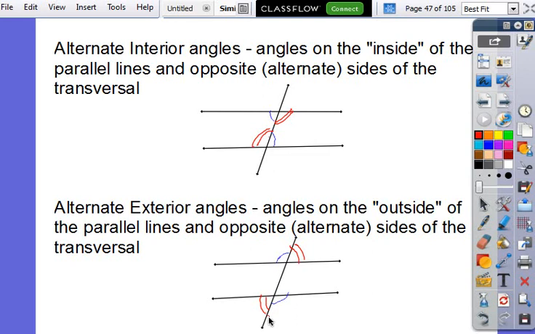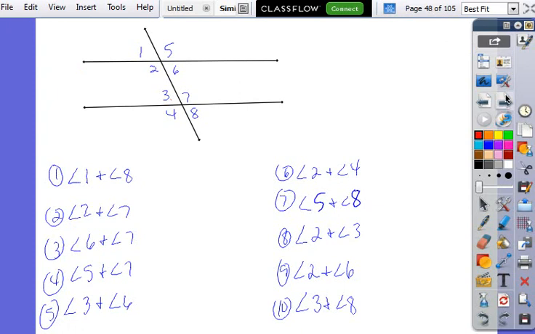All right. What I want you to do is tell me what kind those are right there, of the ones we talked about just a few minutes ago. Are they alternate interior, alternate exterior, consecutive, corresponding, whatever? I will say this. There are 2 on here that are not one of those that we talked about.